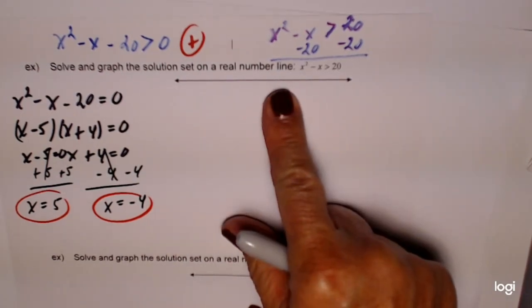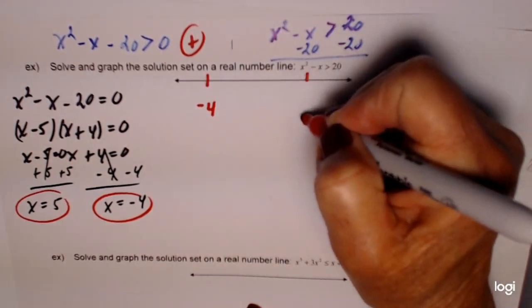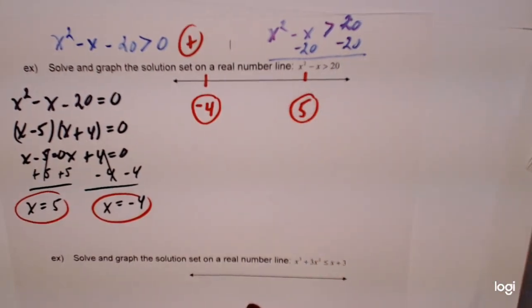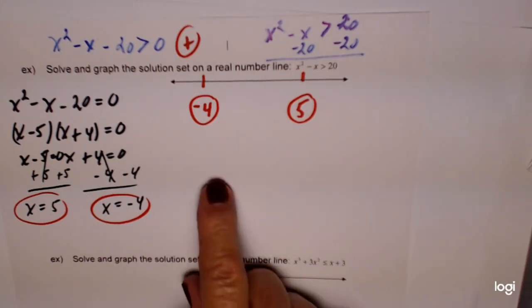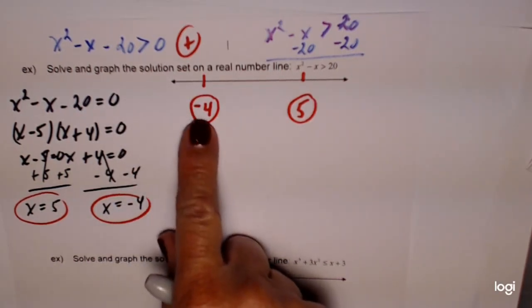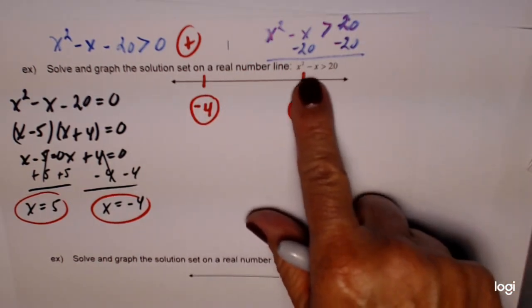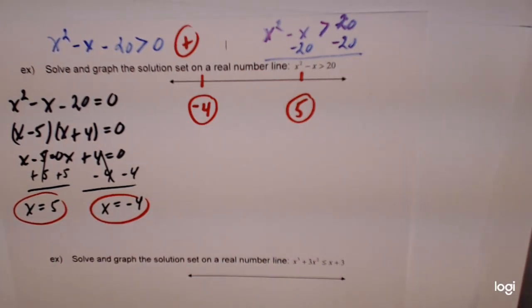Coming to our number line, we have a boundary point at negative 4, and we have another boundary point at 5. Again, I'm going to circle them. Just to be clear, these are my boundary points, not test values. So our number line, just like the first example, is divided into 3 intervals: negative infinity to negative 4, then from negative 4 to positive 5, and then to the right, 5 to positive infinity. So we need to choose test values here.